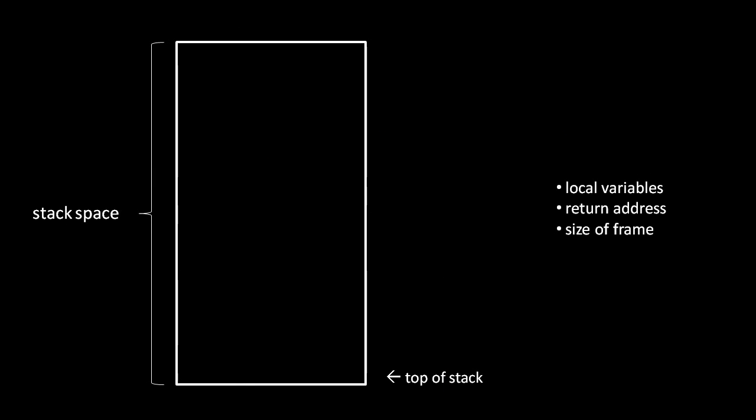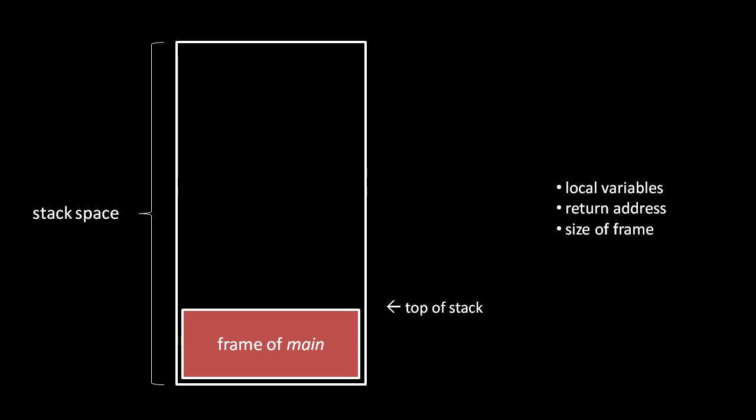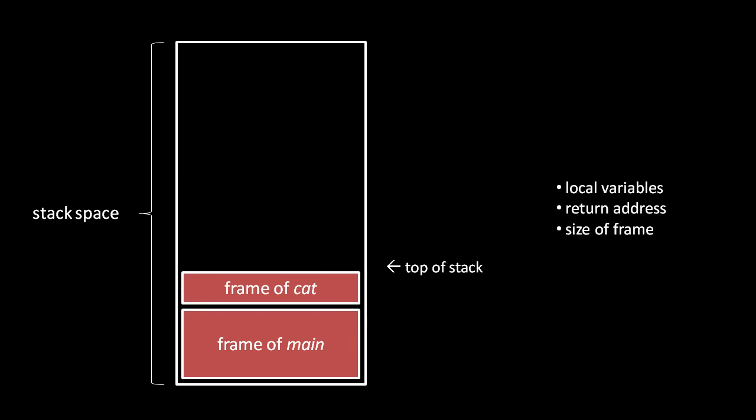Looking at the stack first, the stack is a contiguous chunk of memory that starts out unused. When the first function is called, let's call it main, its local variables are stored on the stack in a grouping called a frame. When the main function itself invokes another function, let's call it cat, the local variables of cat are stored in another frame on top, along with the size of the frame and the return address, the address to jump back to when execution returns from cat.